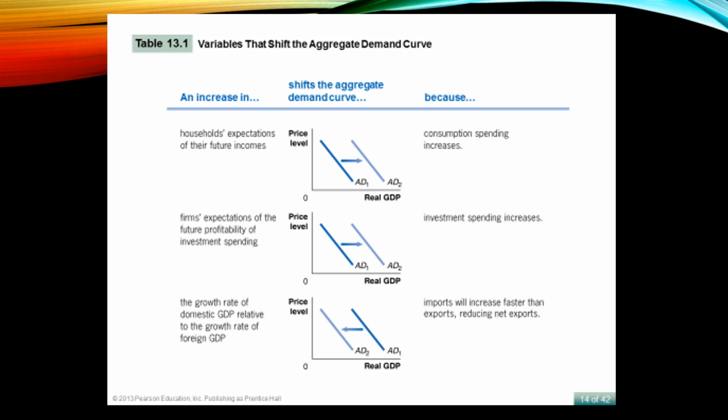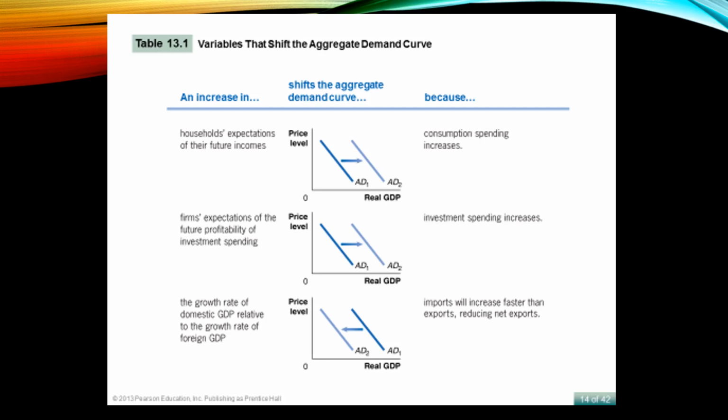Basically both. If households think that there's a positive impact on their future incomes and they have high consumer sentiment, then we can usually expect that to have a positive effect on aggregate demand, and the curve would shift to the right, ceteris paribus. So again, all these are ceteris paribus, holding everything else constant. If firms think their expectations of future profitability are going to go up, then they're also going to increase their investment spending as well.